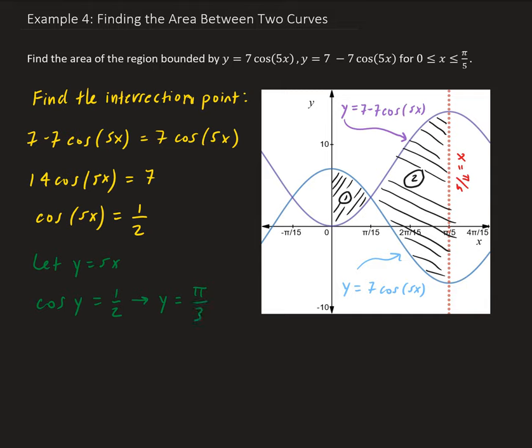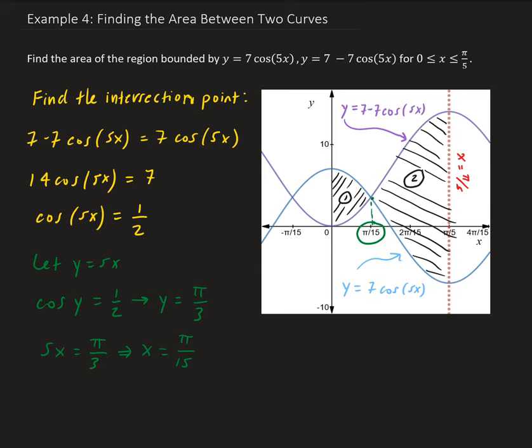This is the only angle we need, because in our problem, x is only going between 0 and pi over 5. Now we have to solve this back in terms of x. Since y is equal to 5x, we have 5x equals pi over 3, and so x is going to be pi over 15. And that's what we see here, that's the point of intersection.